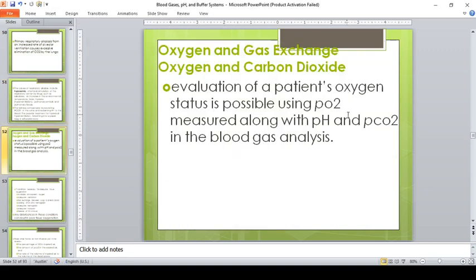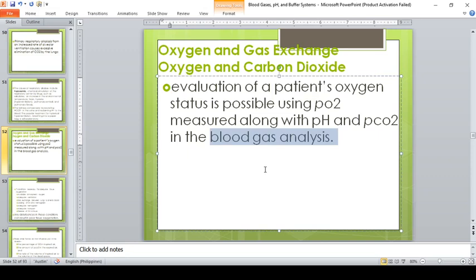Okay, oxygen and gas exchange, and oxygen and carbon dioxide. Evaluation of a patient's oxygen status is possible using partial pressure of oxygen measured along with pH and the partial pressure of carbon dioxide in blood gas analysis. So in blood gas analysis, guys, the sample here is arterial blood. Okay? Kaya nga meron yung term na arterial blood gas analysis kasi ang ginagamit talaga doon is the arterial blood.